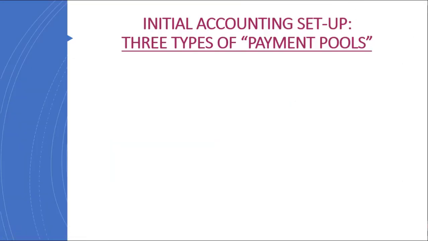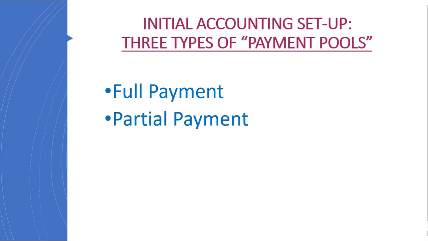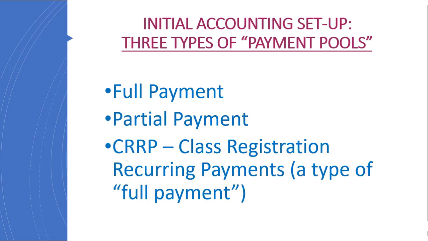As you get ready to set up your accounting system, there are three types of payment pools that you need to understand. The first is full payment, the second is partial payment, and the third is a type of full payment called CRRP, and that stands for Class Registration Recurring Payments. Let's take a look at the full payment pool first.